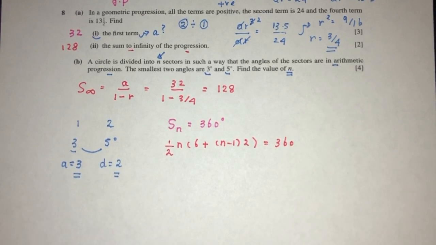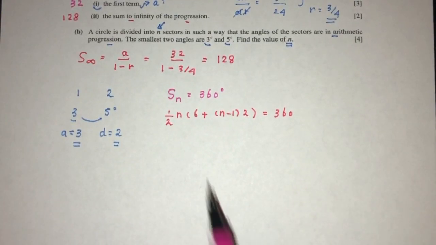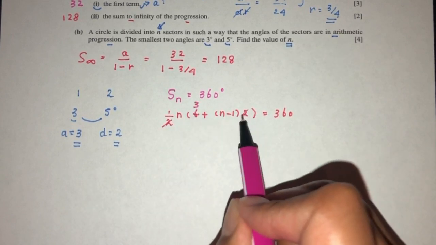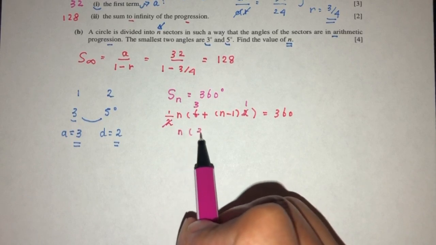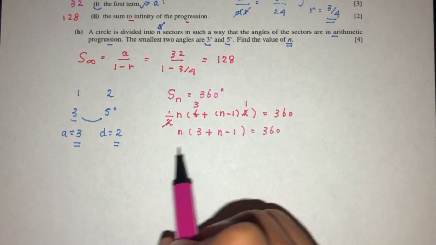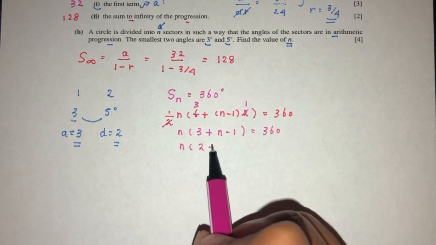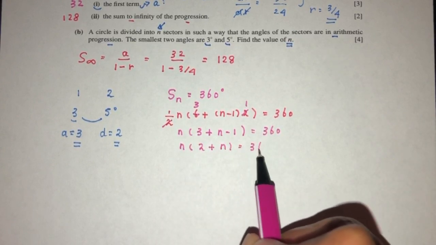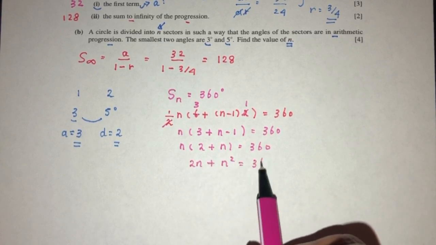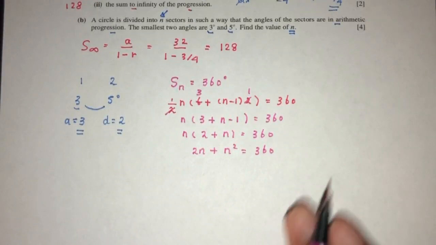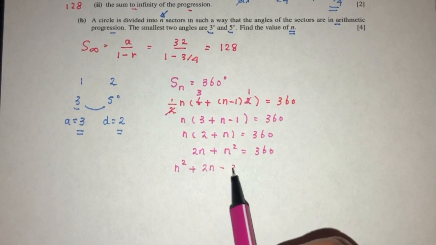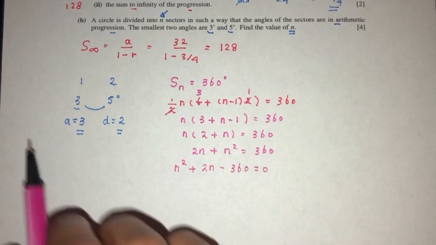Now we can solve one by one to see what happens. We divide by 2 for this one, that will give you 3 and 1. Have n here, that should be 3 plus n minus 1 is 360. Simplify, you will have n times 2 plus n equal to 360. Now it will be 2n plus n squared is equal to 360. Now we can obviously send everything to one side. You will have n squared plus 2n minus 360 is equal to 0.